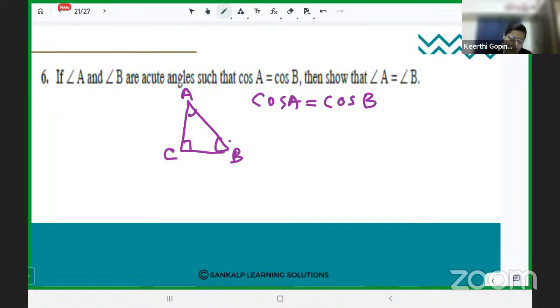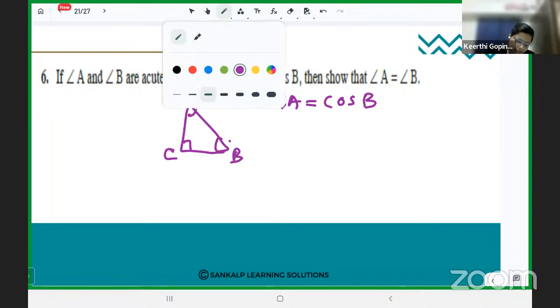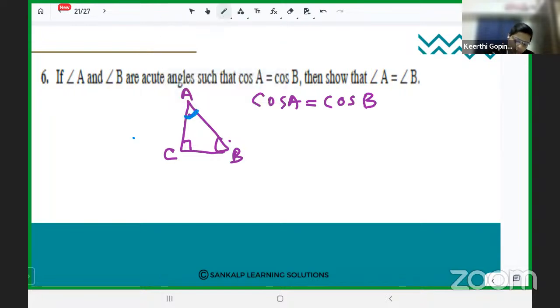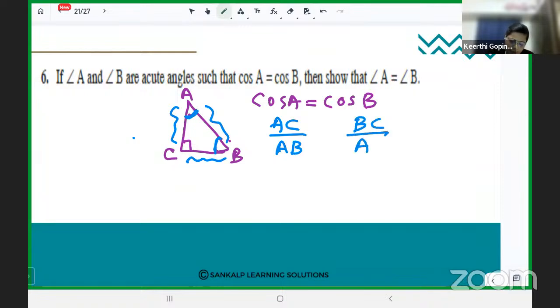So what is cos A according to this triangle? With respect to angle A, you have to define cos. What is cos? Adjacent side by hypotenuse, right? Adjacent side of angle A is AC. So it is AC by hypotenuse, which here is AB. AC by AB. And what is cos B? With respect to B, adjacent side is BC. So it is BC by AB.